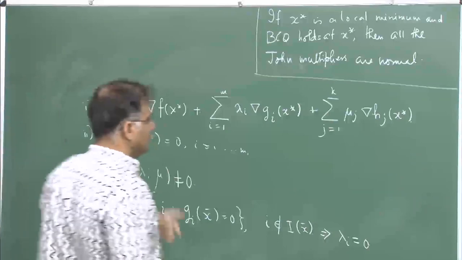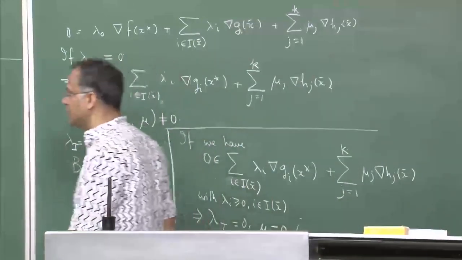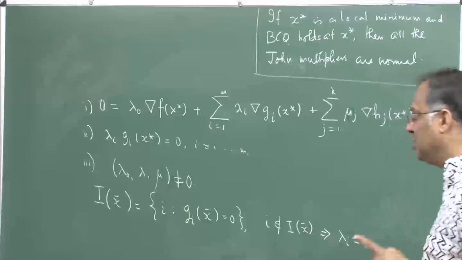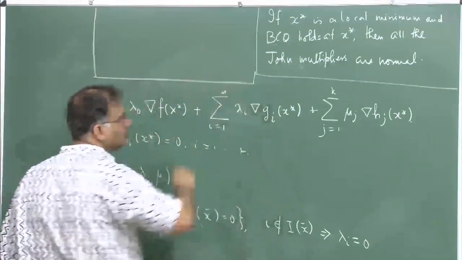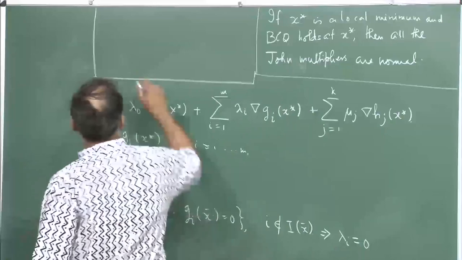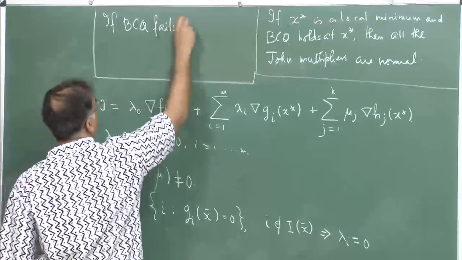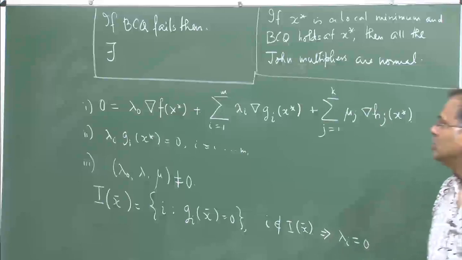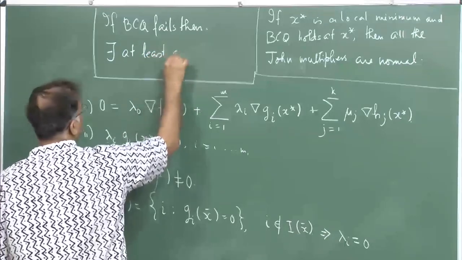So if BCQ fails, that is lambda and mu are not equal to 0, but still we get this sum of these vectors equal to 0, then it means that there would exist at least one abnormal multiplier. If BCQ fails, then there exists at least one abnormal multiplier, which is a sign used by mathematicians.